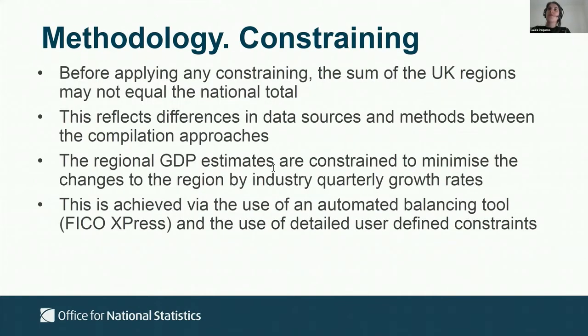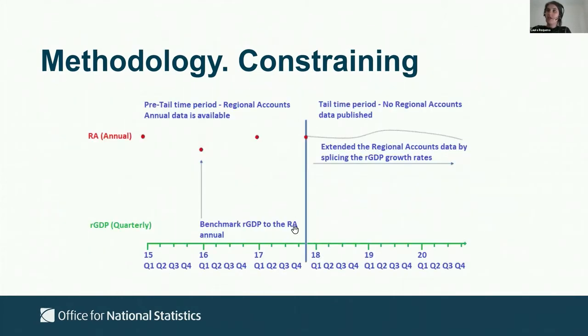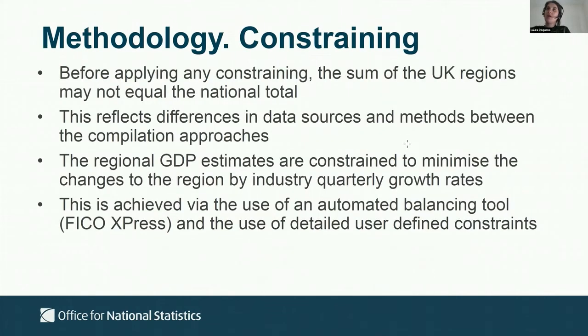Okay. On the constraining: before applying any constraining, the sum of the UK regions might not equal the national total. This is because there are differences in data sources and methods between the compilation approaches, and the regional GDP constraint aims to minimize these changes to the region by industry quarterly growth rates. We don't do this by hand. We use an automated balancing tool called FICO Xpress, and we have detailed user-defined constraints that I'm going to show you in a second.